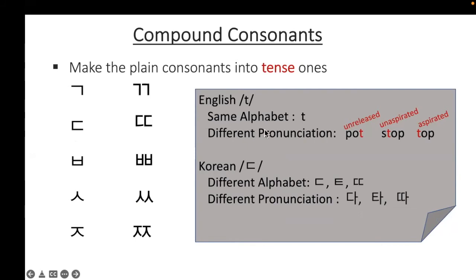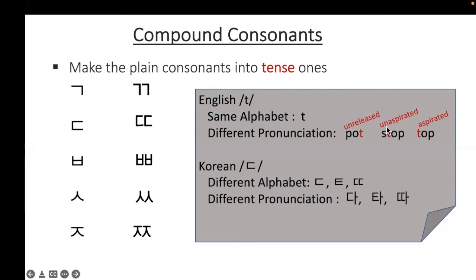So in English, you also have similar pronunciations like pot, stop, top, right? So even though they are the same T sound, when you pronounce it, they are not exactly the same. As you can see here, in pot, the T sound is unreleased. And the stop, these are unaspirated. Stop, right? And then top, aspirated. So in the case of T, here, unaspirated.